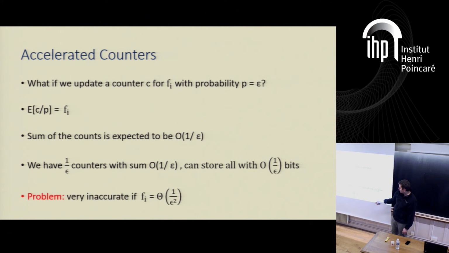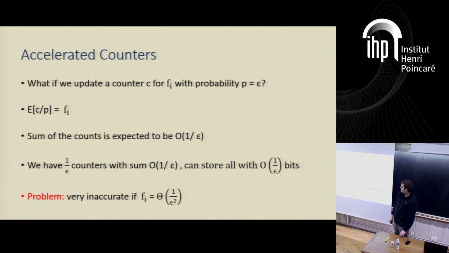The problem is it's horrible in terms of accuracy. Imagine I have one counter which is theta 1 over epsilon squared. I need to approximate it up to additive 1 over epsilon, and there's no way of doing that if I sample with probability epsilon. You can show that for this you need to sample with constant probability. So this doesn't work, but it's nice that it had the right space complexity.